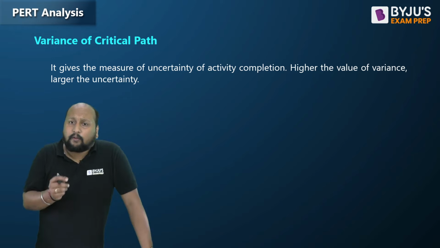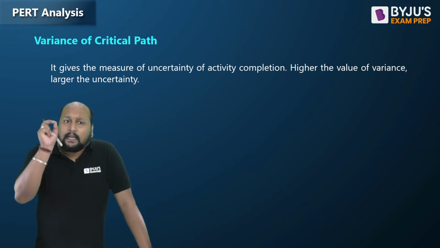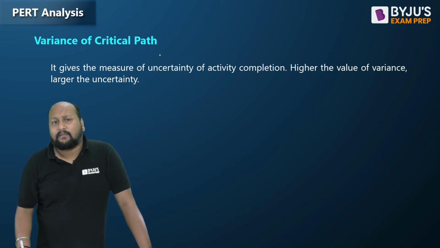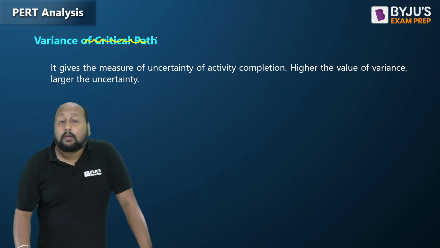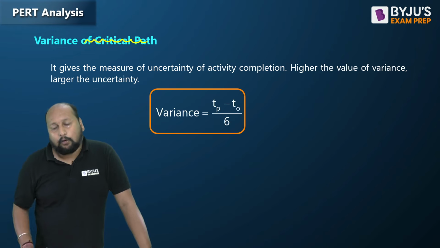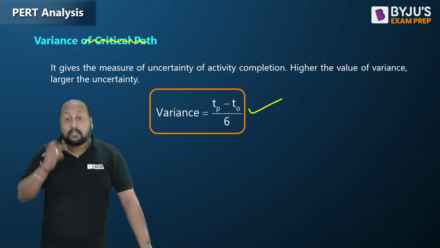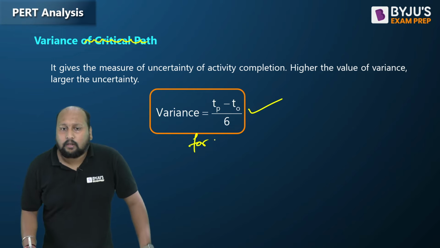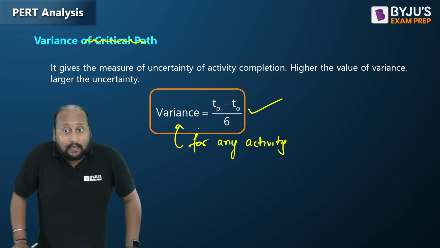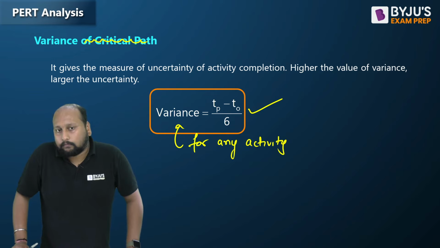And how can we calculate it for an individual activity? The variance of any activity, not only for the critical path, will be equal to (TP minus TO) divided by 6. By using this relation, we can calculate the variance for all the activities. That is, the pessimistic time minus the optimistic time divided by 6. So this is the variance of an activity.